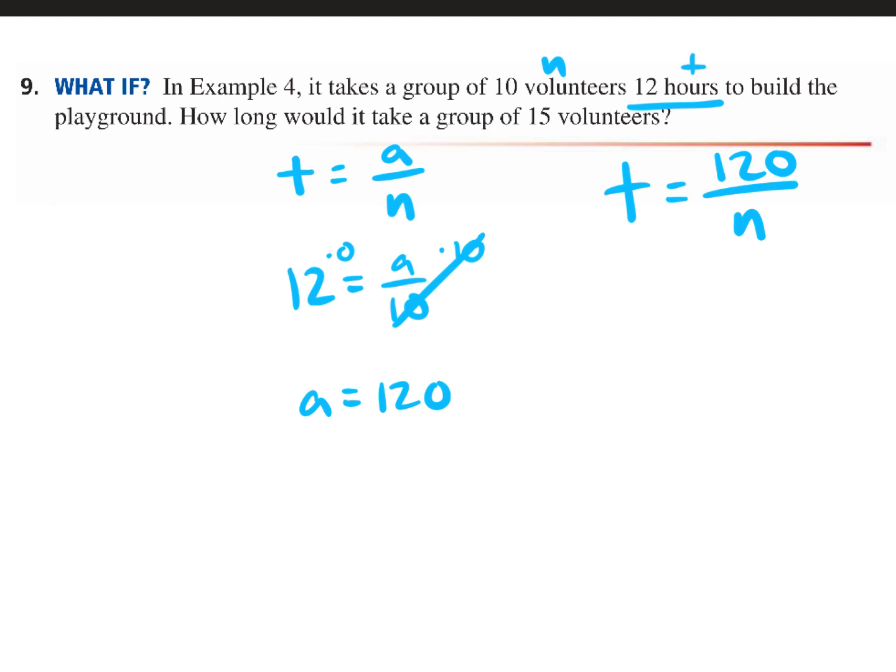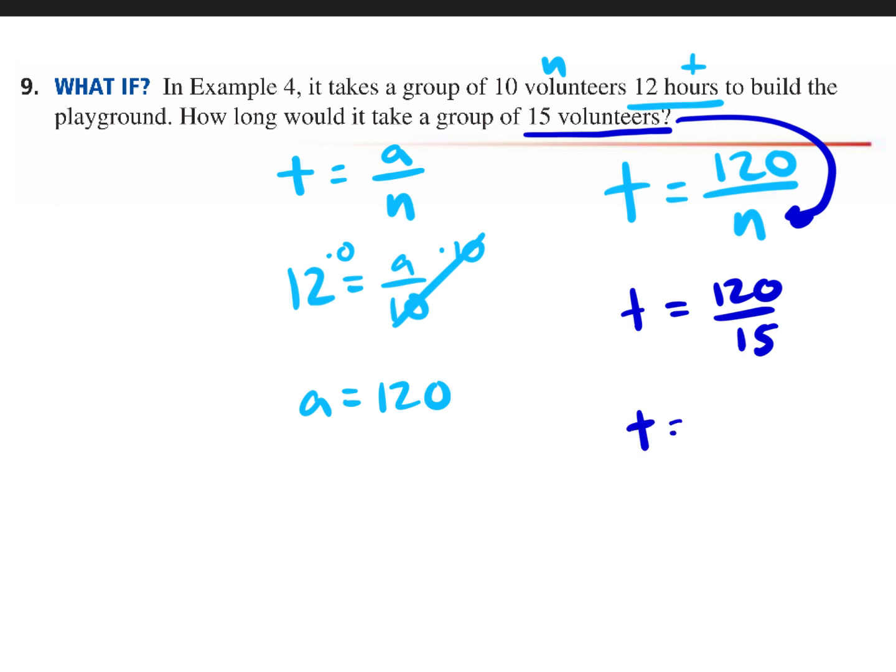Now, once I have the formula, I want to see how long it would take a group of 15 volunteers. So what would I do? So I'm plugging in 15 into the N. So T is equal to 120 over 15. So what does T equal? 8. So it would take 8 hours. Good job, Juan. See, I know it.